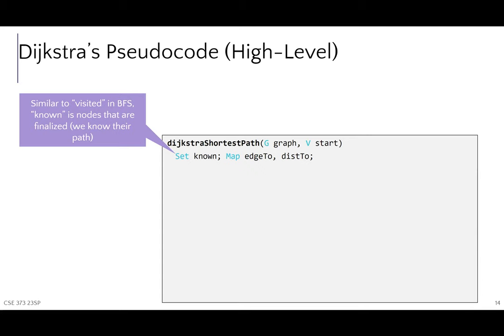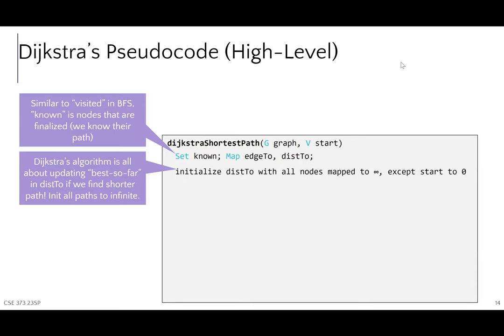Then we are going to have two separate maps. One called edge2 that is going to, per vertex, store the previous vertex in the shortest path to that given vertex. So each vertex has exactly one edge associated with it. And then you sort of trail through that set of back pointers, as we call them, to reconstruct the shortest path. And then we have a third collection, another map called dist2, that is going to store for every vertex the given shortest distance to that vertex.